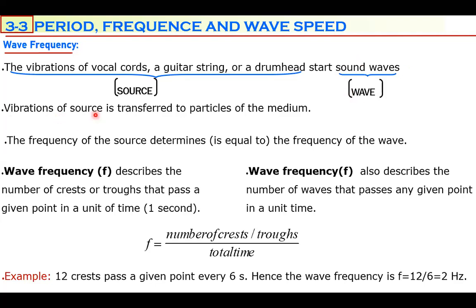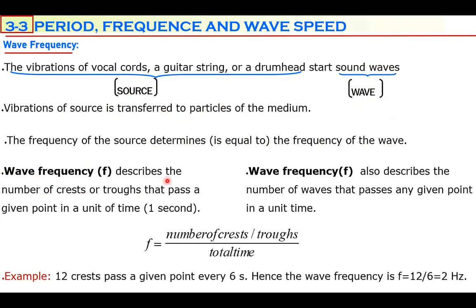So the vibration of the source is transferred to the particles of the medium. The source is vibrating, and then this vibration is transferred to the air and makes the sound or makes the wave. The frequency of the source is equal to the frequency of the wave. How many times the source vibrates in 1 second, the wave will also vibrate the same number of times in 1 second. That's why the frequency of the wave and the frequency of the source are always equal to each other.